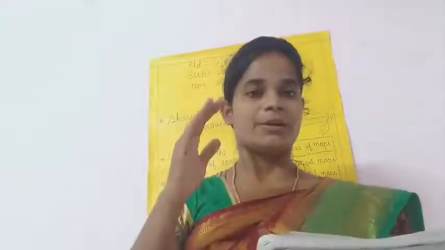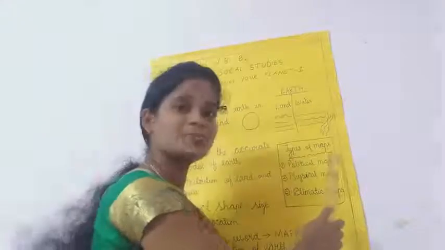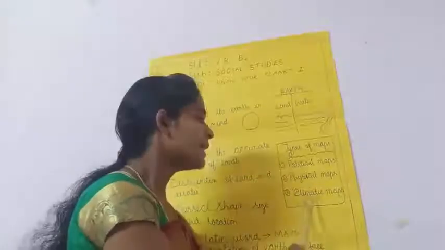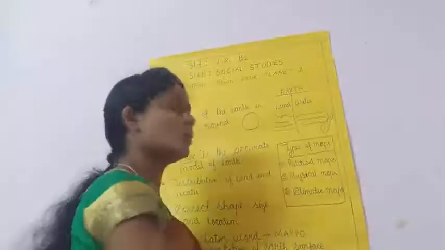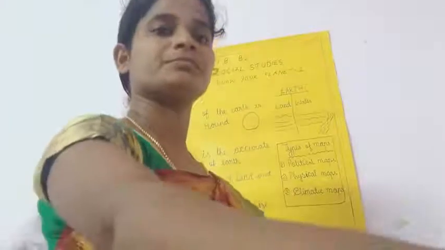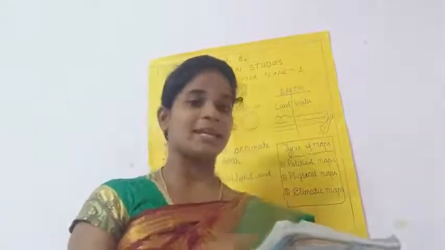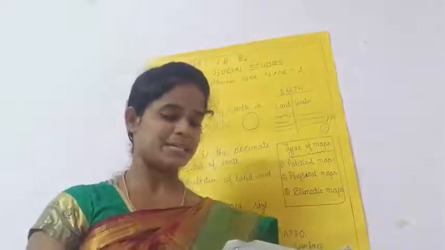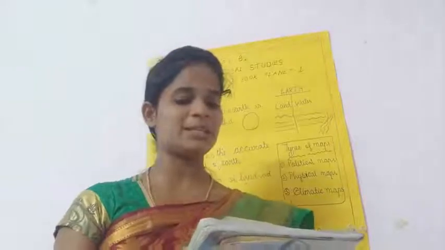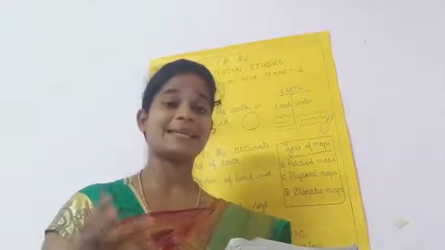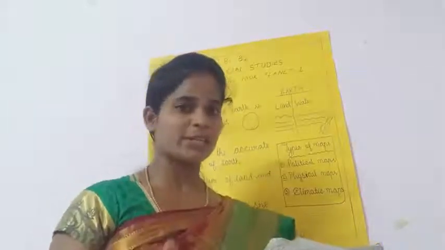And also, maps have three types. There are three types of maps. Shall we see what they are? Types of maps. First one, political maps. Second one, physical maps. Third one, climatic maps. In political maps, what do we learn? In political map, we can see about the land, states and their capitals. States and their capitals are shown in political maps.